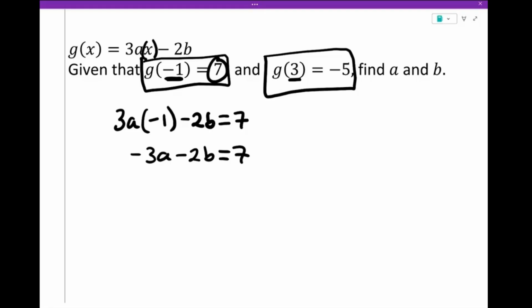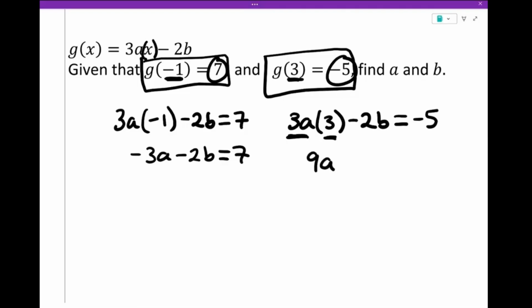However, because there's two unknowns in there, I'm going to need another equation linking a and b to help me find a and b. So let's use my second bit of information over here. So I'm going to substitute 3 into my function. So I would have 3a, and then in brackets, in place of the x, I'm going to put the 3. And then it's going to be subtract the 2b from the function, and then it's going to be equal to my output, which is negative 5. Now, once again, let's simplify. If we have 3a times 3, well, that's 9a. And then we got subtract 2b, and that is equal to negative 5. So now I've got a second equation linking a and b together.